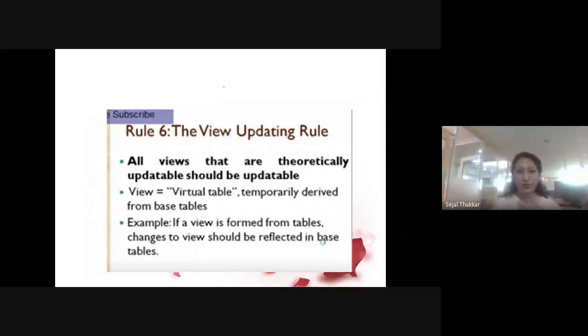View updating: the views that are theoretically updatable should be updatable. Now you have to understand what a view is. We will learn view as a whole chapter during this semester. A view means a virtual table, which doesn't have its own existence. It can be derived from the base table, right? Why do you need a view? A view provides frequent access, it provides speed, it provides security.